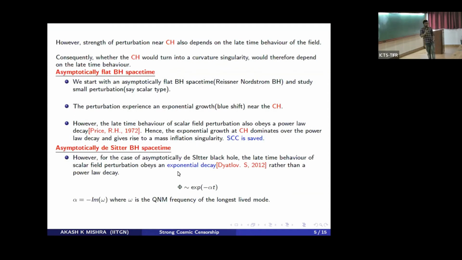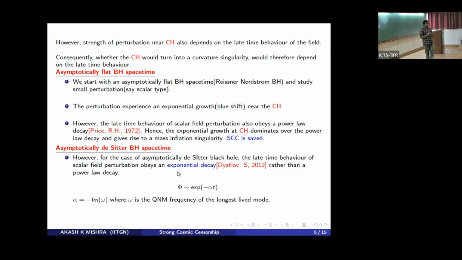Can you prevent the formation of the mass inflation singularity at the Cauchy horizon? It turns out that there is another decay parameter associated with the perturbation. As you know, if you turn on a perturbation on a spacetime, it will have some initial outburst, then it will go through some ringdown phase, and that will lead to a late time decay.